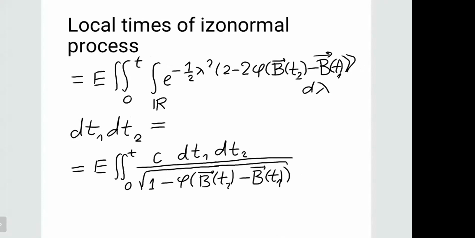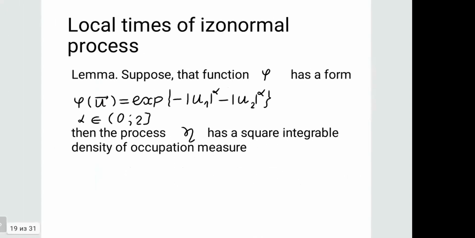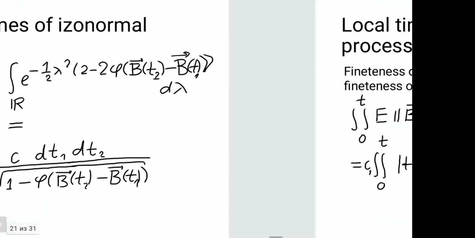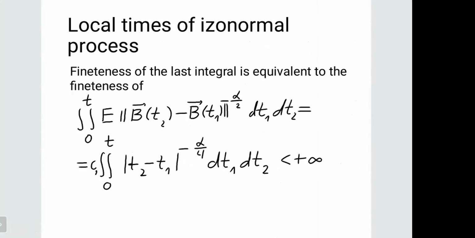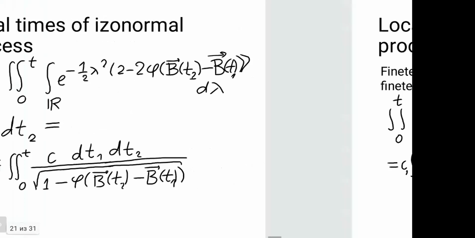Now, due to the precise form of our small function phi, let me recall for you, here is the precise form of our small function phi. One can check that we have such an expression, which can be estimated from above by this integral, which is finite. So we have a density of occupation measure. Even from this calculation, one can see that at this stage, where we consider the expectation of the Fourier transform of mu t squared, one can add the absolute value of lambda to some positive power. So one can say that even this density belongs to some fractional Sobolev space.